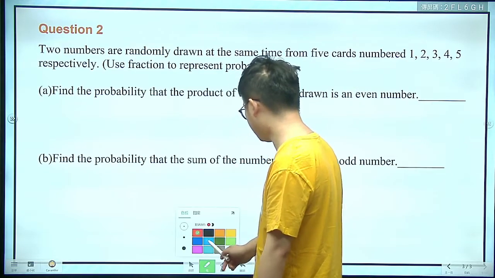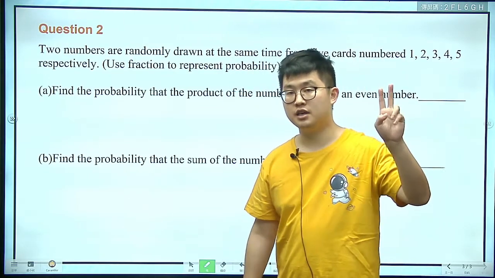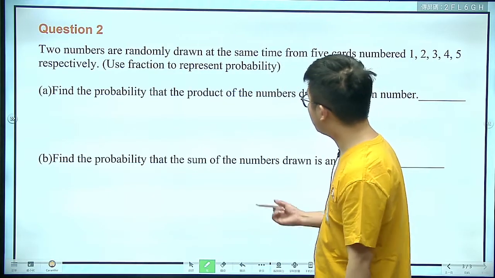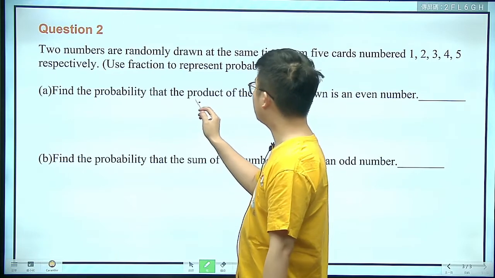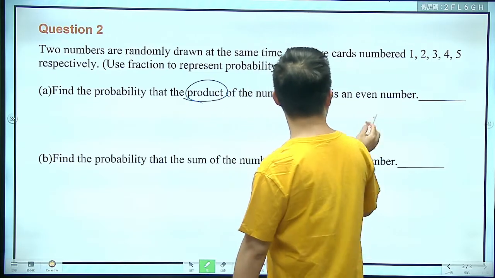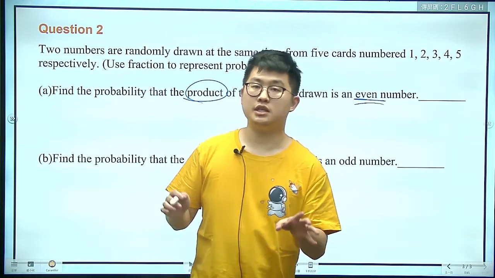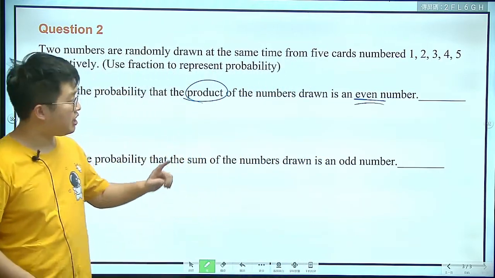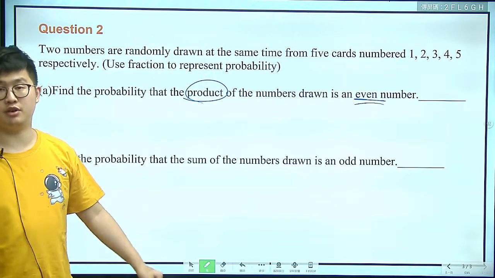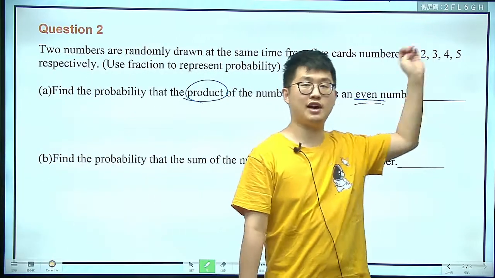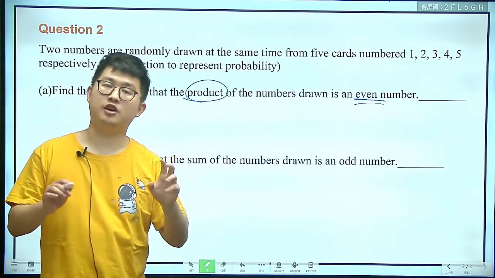All right, question number 2, there are 5 numbers. We draw 2 of them. And the first question, question A, would be, find the probability that the product is an even number. So there are 3 odd numbers and 2 even numbers of these 5 numbers, right? So we draw one. It could be odd or it could be even.